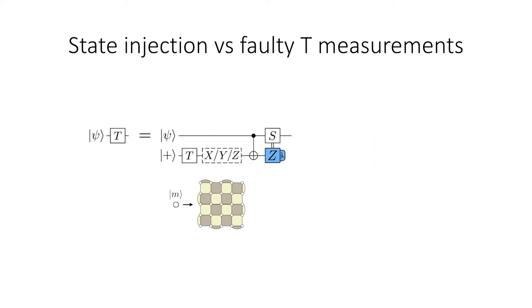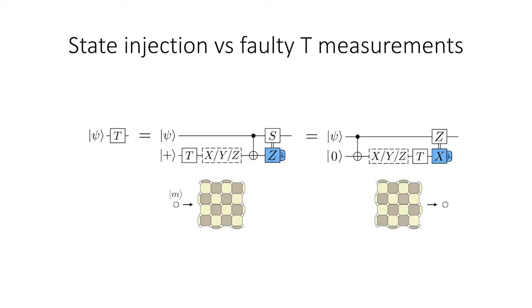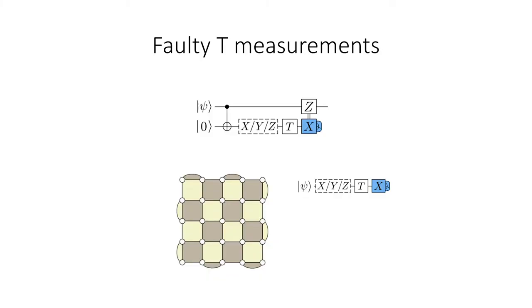But it turns out that if you just switch the order of these operations, and instead you start with a logical Pauli eigenstate, you entangle this big patch with the rest of your system, and then you perform what I call a faulty T measurement. So you shrink down the patch to a physical qubit, apply a T gate, and then measure it in the X basis, then there's only a Pauli correction instead of a Clifford correction, which is much nicer. So this part is what I refer to as a faulty T measurement.